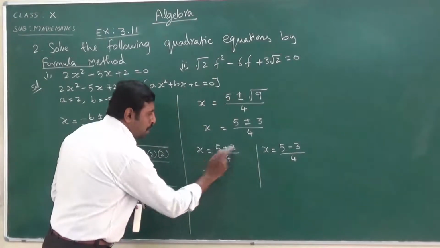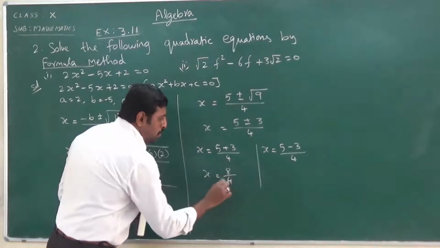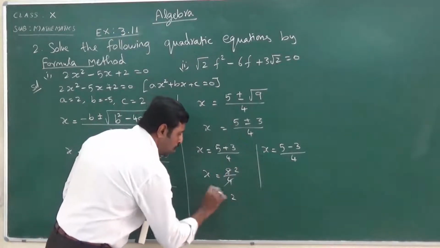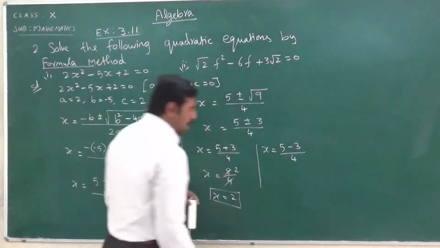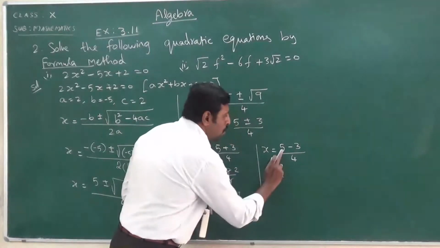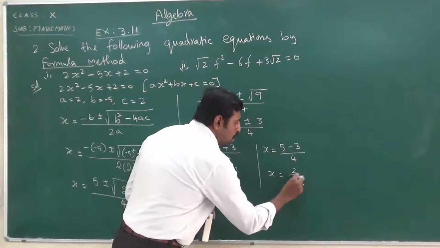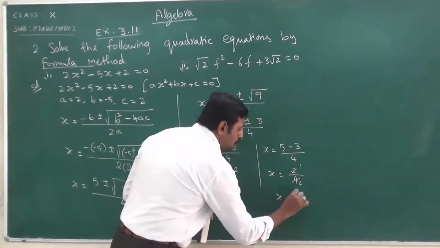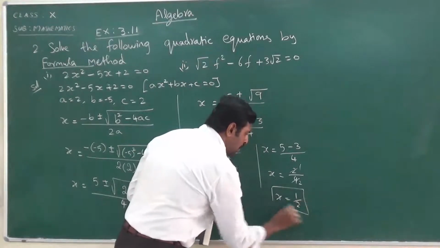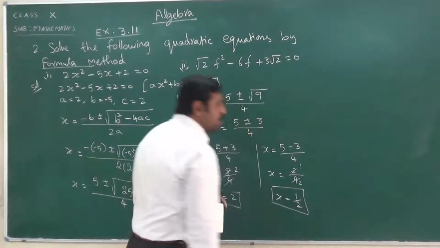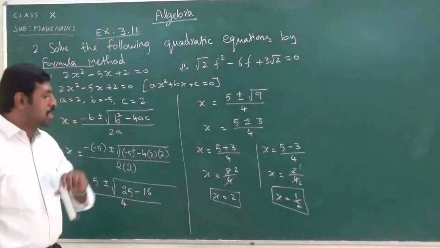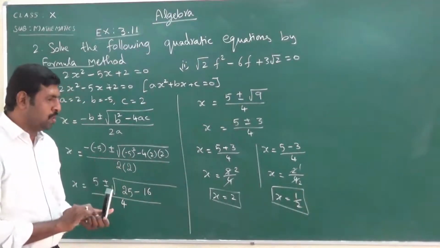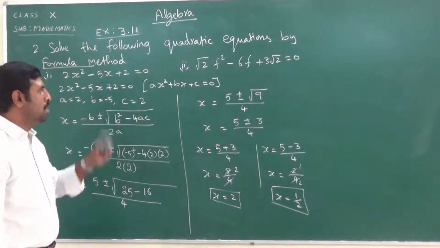Now x is equal to 5 plus 3 is 8 divided by 4. 4 ones are 4, 4 2s are 8. Therefore x is equal to 2. On the other side, x is equal to 5 minus 3 is equal to 2 divided by 4. Here 2 ones are 2, 2 2s are 4. Therefore x is equal to 1 by 2. So the roots of the given equation are x is equal to 2 and x is equal to 1 by 2, by using the formula method.